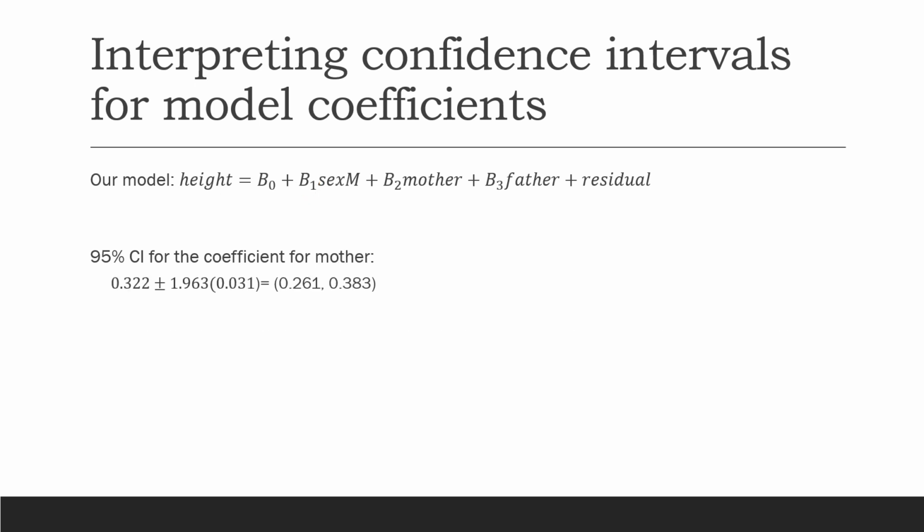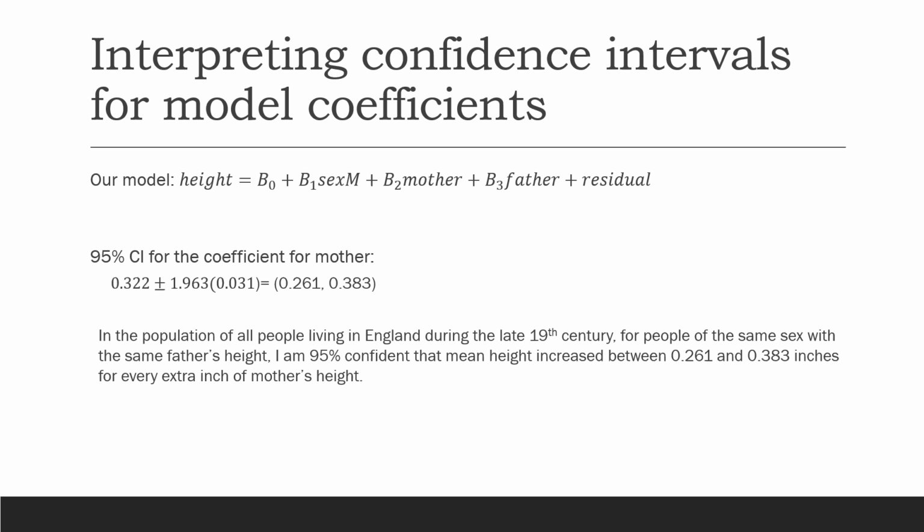If I want to interpret the coefficient for mother, I can say that in the population of all people living in England during the late 19th century, for people of the same sex with the same father's height, I'm 95% confident that the mean height increased between 0.261 and 0.383 inches for every extra inch of mother's height.